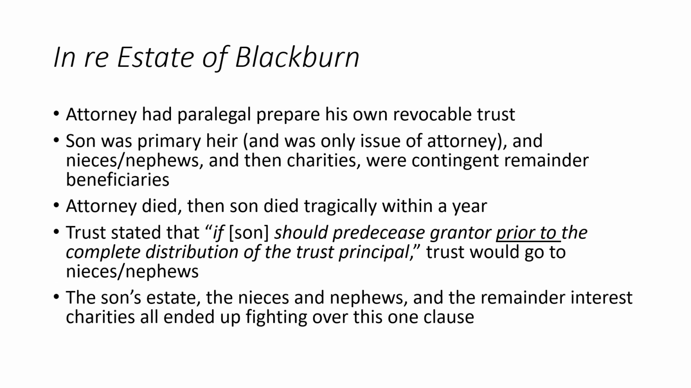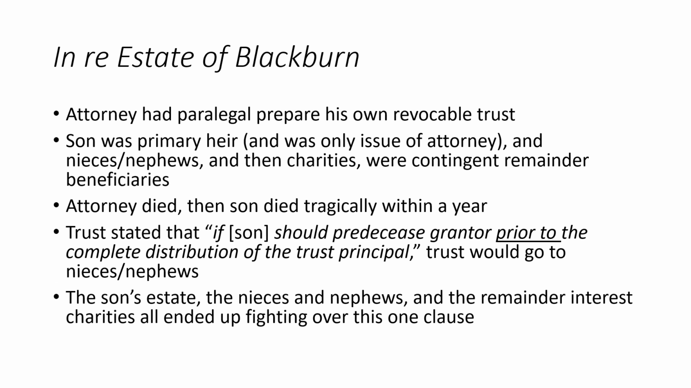Now, jumping to our case for today, Estate of Blackburn, this illustrates that attorneys often make the worst clients, just to rag on myself a bit there. Now, the attorney in question was an estate planning attorney, and he was deceased, but he'd had a paralegal in his office prepare his own revocable trust based on his notes and instructions. Now, the attorney had one heir, a son with no living issue, and also some remainder beneficiaries, first his nieces and nephews, and then charities. And the attorney died, and then tragically the son died within a year of the attorney.